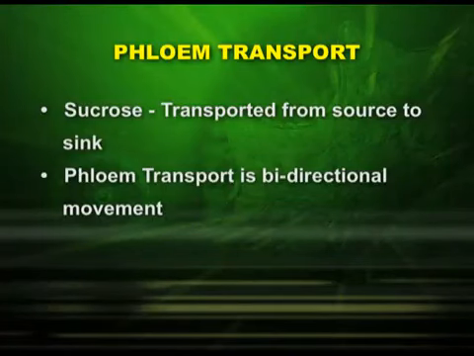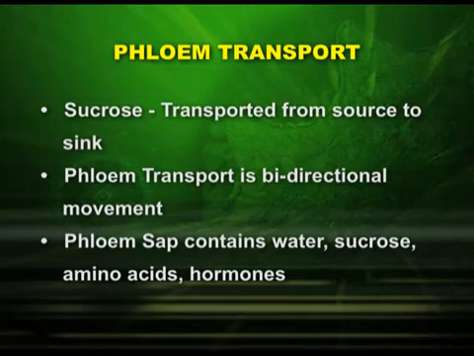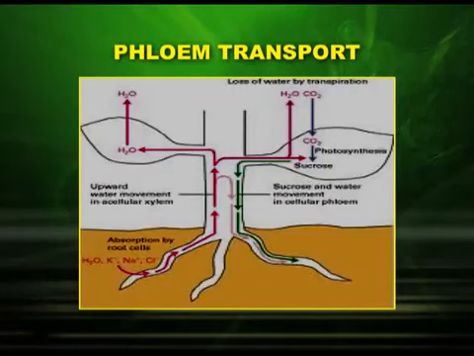Now, let us see what the phloem sap contains. The phloem sap contains water, sucrose, amino acids and hormones. The bidirectional movement in the plant body can be well explained in the following diagram. The diagram shows the water absorbed by the root hair is transported to the leaf, and the food is prepared in the leaf by the process of photosynthesis in the form of starch. The starch gets converted into sucrose and is transported into the various storage parts of the plant body.